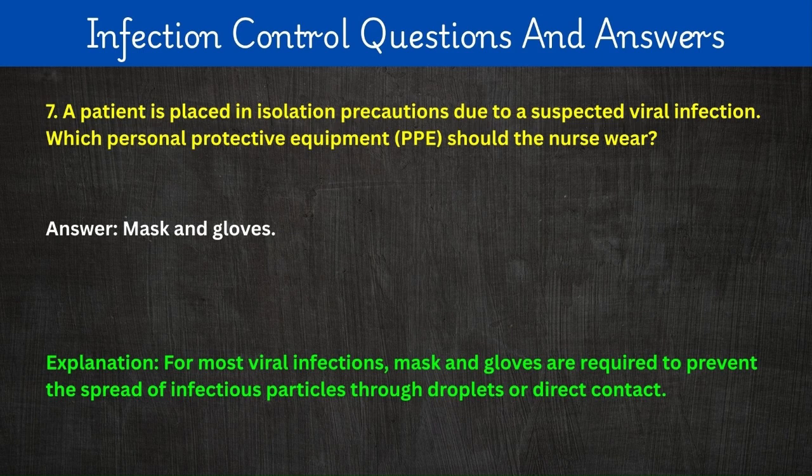7. A patient is placed in isolation precautions due to a suspected viral infection. Which personal protective equipment, PPE, should the nurse wear? Answer: mask and gloves. Explanation: for most viral infections, mask and gloves are required to prevent the spread of infectious particles through droplets or direct contact.